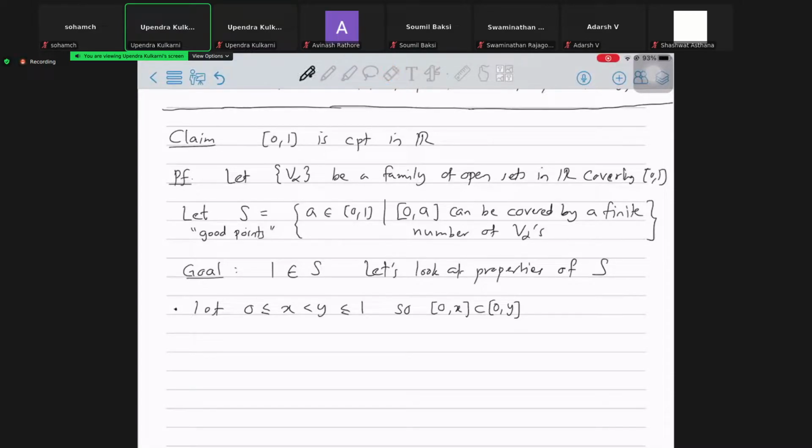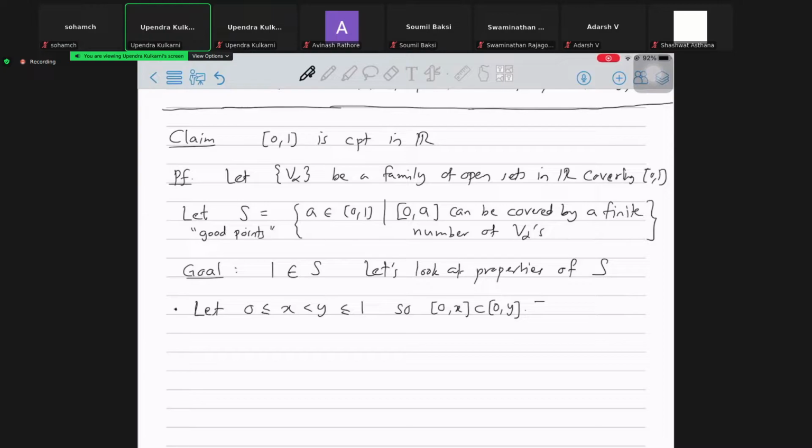so what can I say? What I'm trying to say is I'm comparing whether X being good is related to Y being good. So if Y is good, then X is good. All right. So this is an utterly obvious statement. Just pause to see that it really is obvious. Because you see, if a finite number of the given family have a union that contains the entire interval from 0 to Y, then it certainly contains the subinterval from 0 to X. So let's write this down.